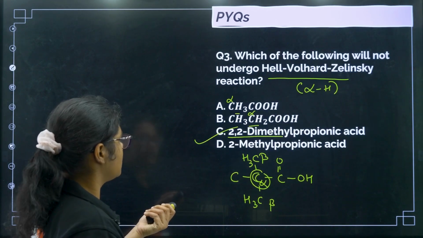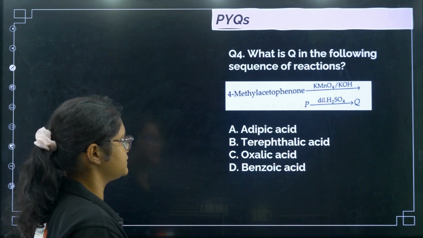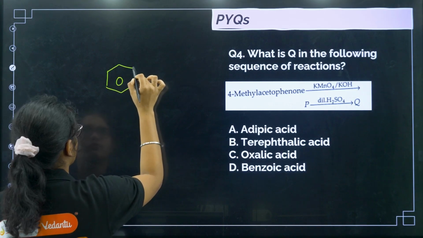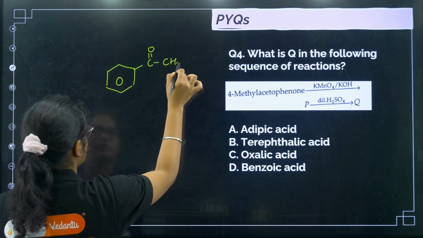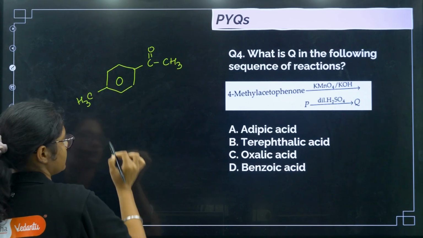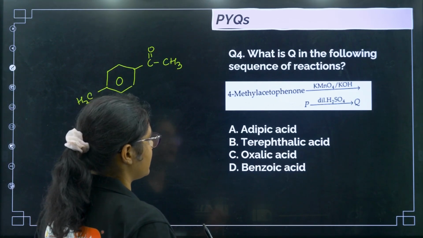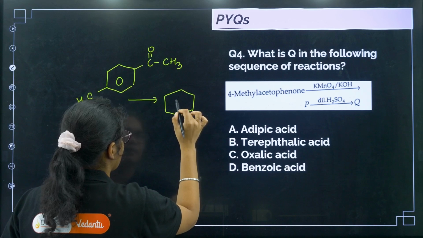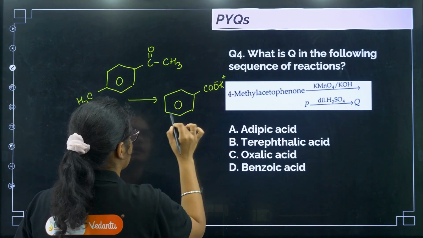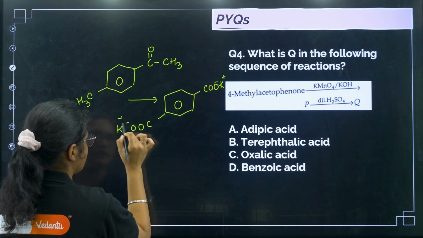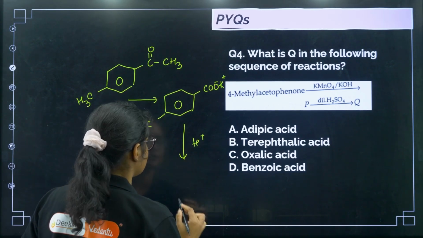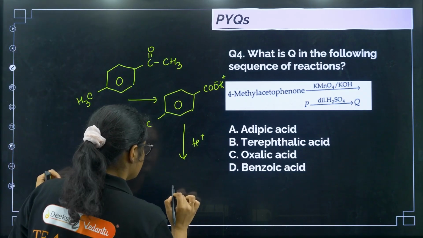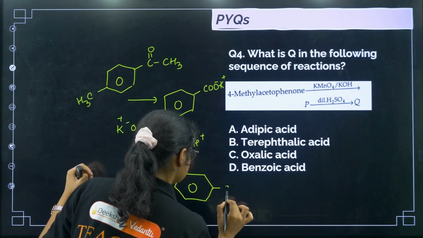Next, what is Q in the following sequence of reactions? First we have 4-methyl acetophenone. Let us draw this one. This is acetophenone, and on the 4th carbon we have the methyl group. Then if you do KMnO4 and then KOH, this one will also change, this one will also change, so we will get COO- K+ here, and here also COO- K+. Now if you treat it with H+, dilute H2SO4, we will get the COOH group on both sides.